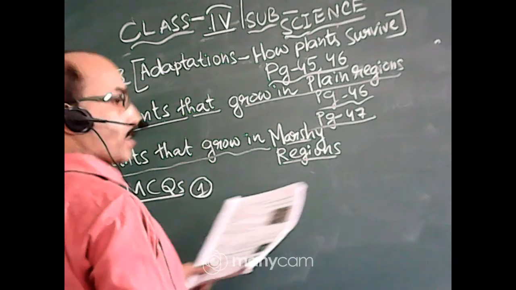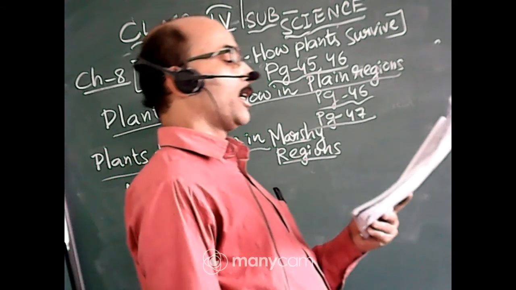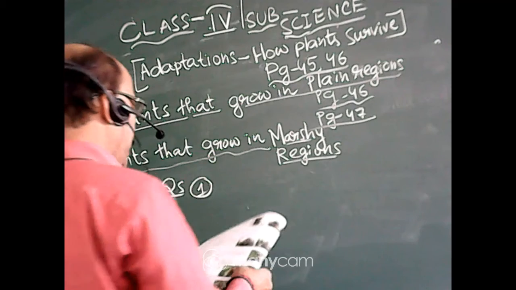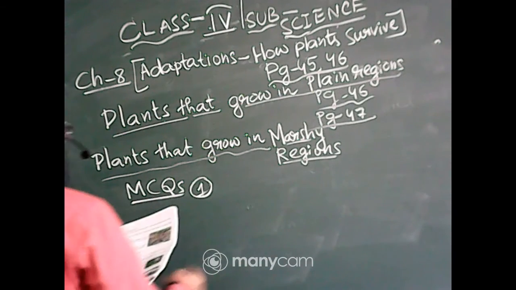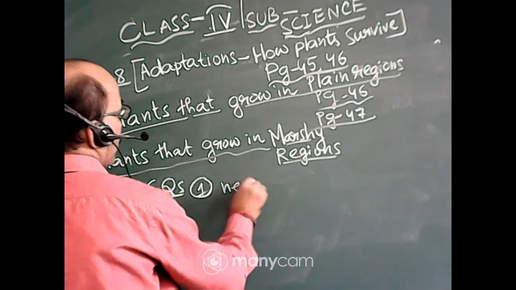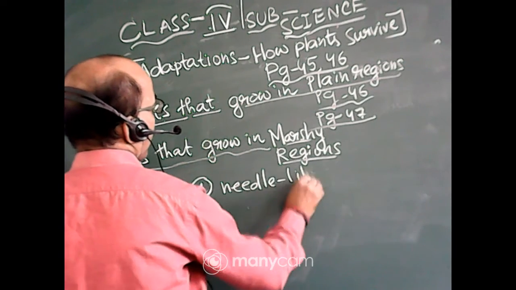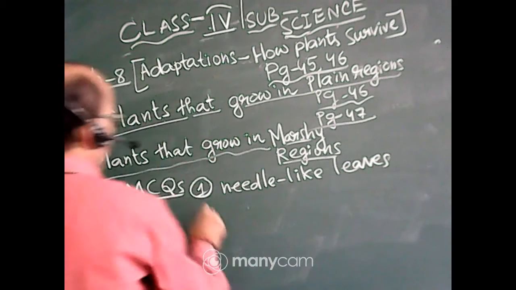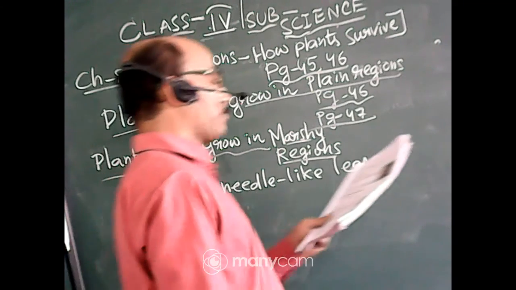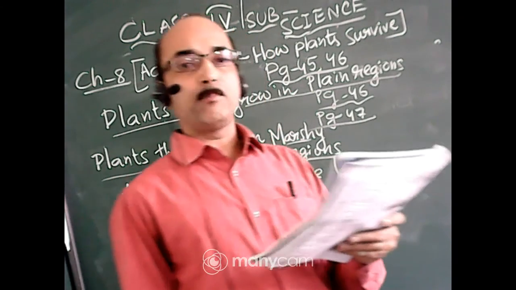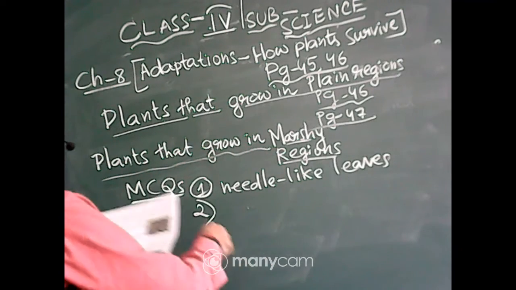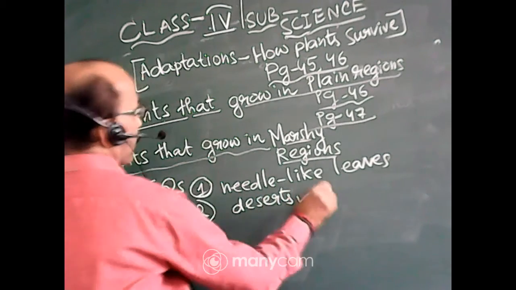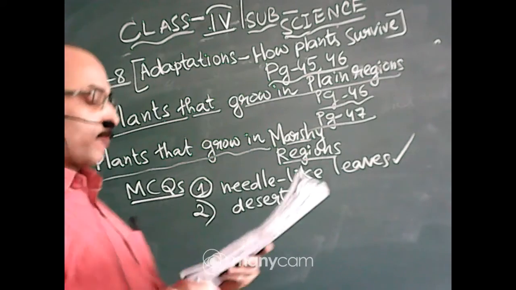Same page, page number 47. Plants growing in hilly areas have no leaves, broad leaves or needle-like leaves. Hilly areas have needle-like leaves. Number 2, hot and dry places are called deserts, mountains or plains. Hot and dry places are called deserts.